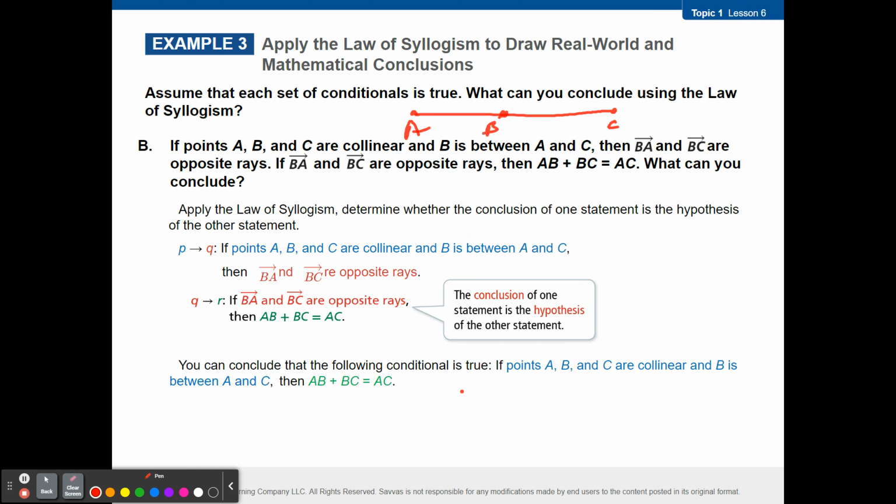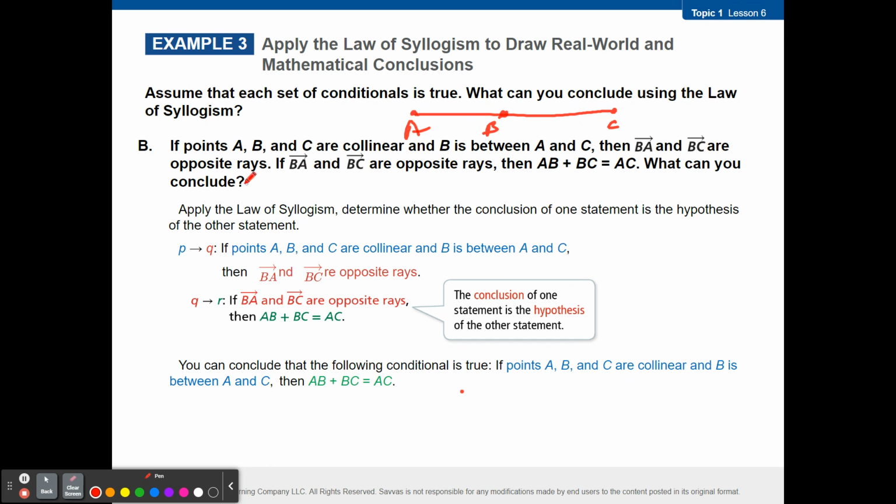Are they saying B is a midpoint? No. Do you think that's important? Yes. Then hear what they're saying. Then ray BA and ray BC are opposite rays. So here's BA, here's BC. That would be true. If ray BA and BC are opposite rays, so again, there's your Q, then AB plus BC equals AC. So this plus this would equal that.